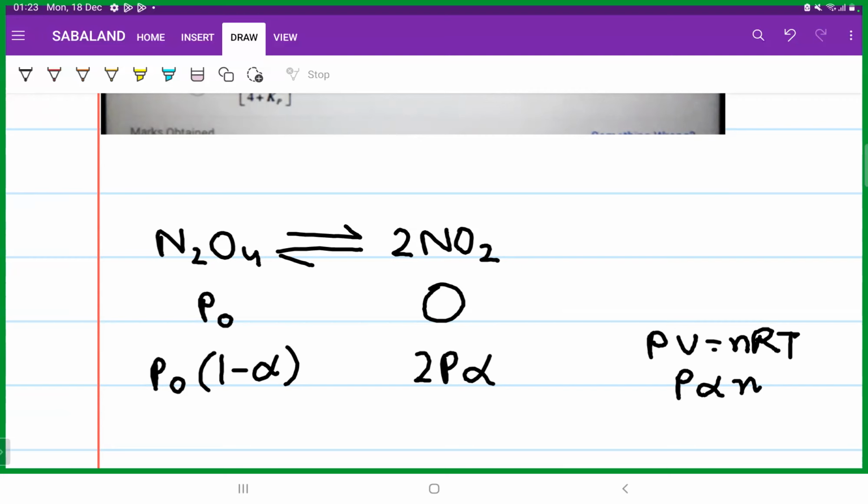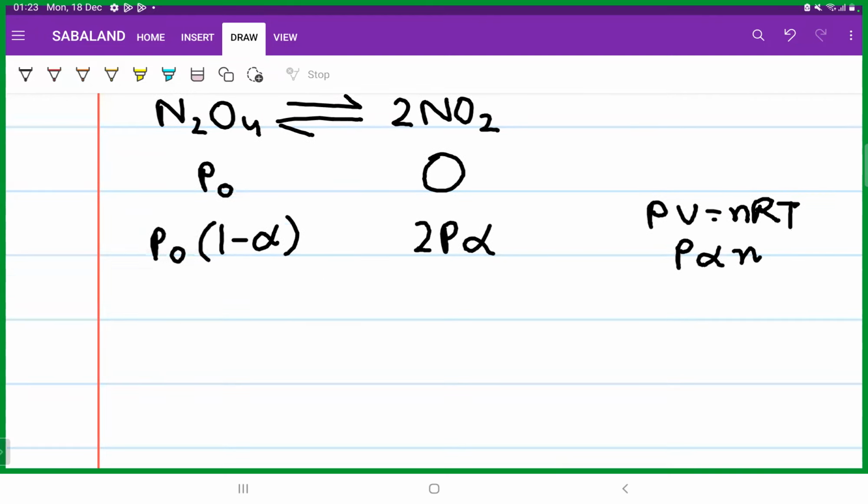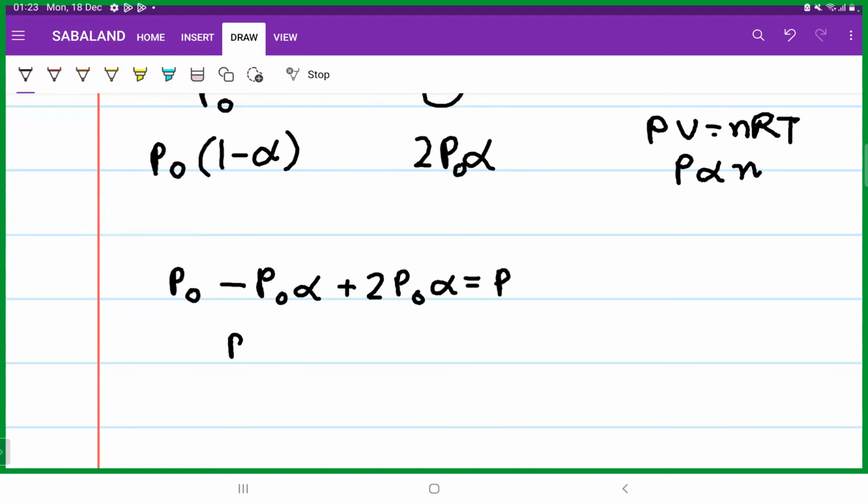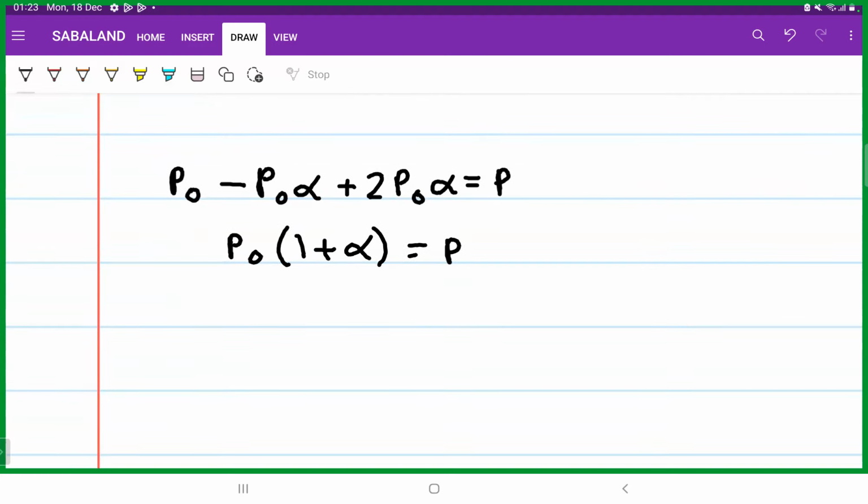Now it has been given that at equilibrium, the pressure of the entire container will be P, right? So basically, P naught minus P naught alpha plus 2 P naught alpha is equal to P. And therefore, P naught times (1 plus alpha) is equal to P. And therefore, the initial pressure P naught is equal to P divided by (1 plus alpha).